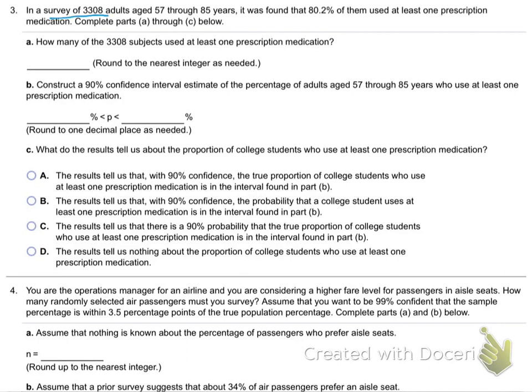Okay, question 2. Survey of 3,308 adults aged 57 through 85 years old. It was found that 80.2% of them use at least one prescription medication.